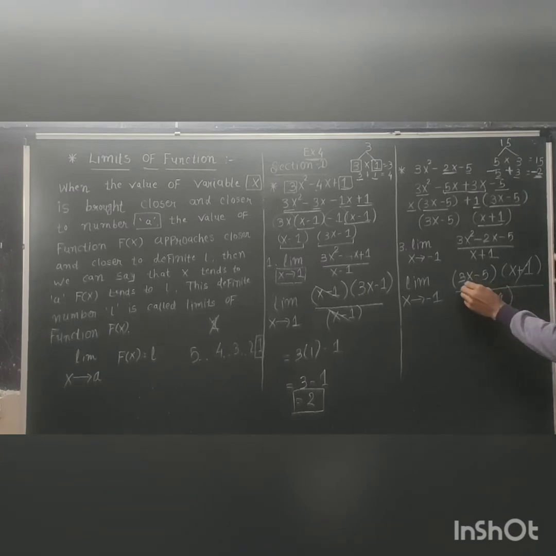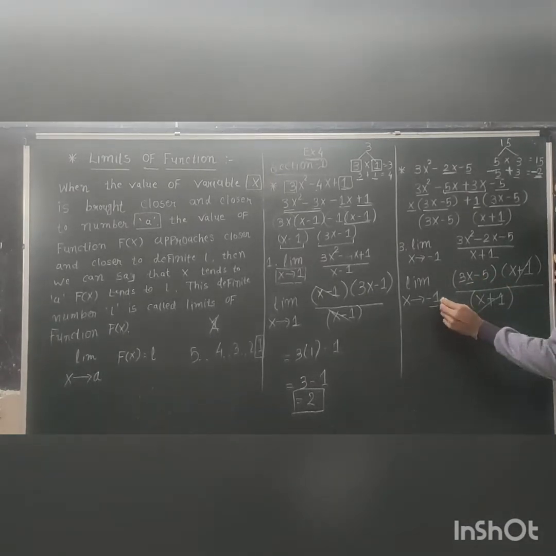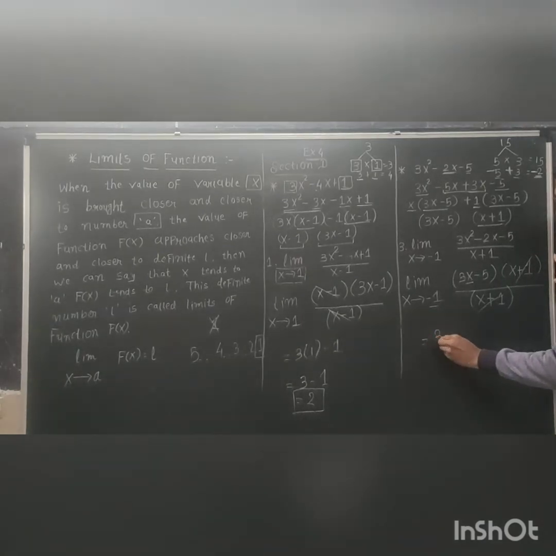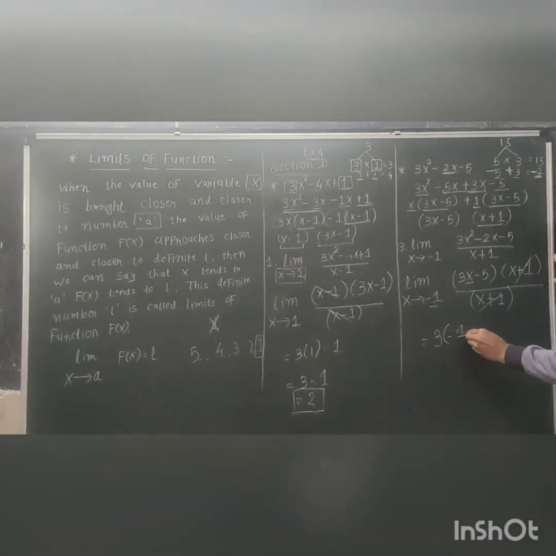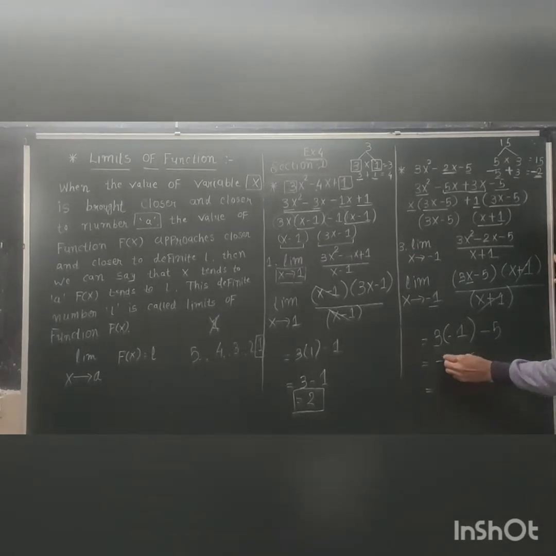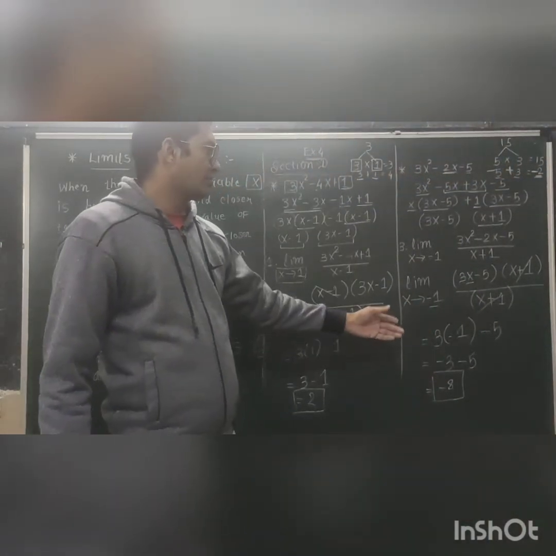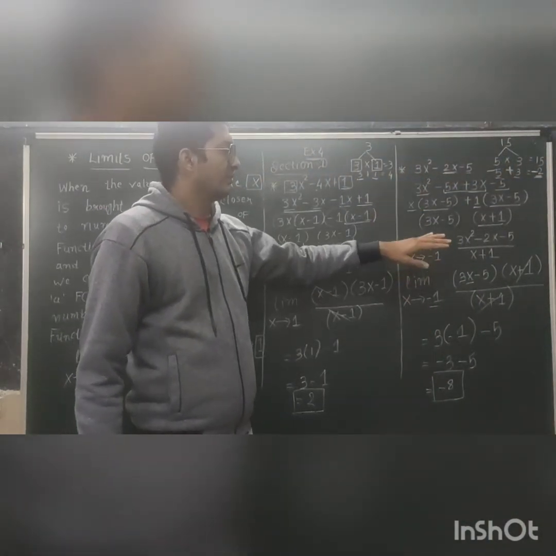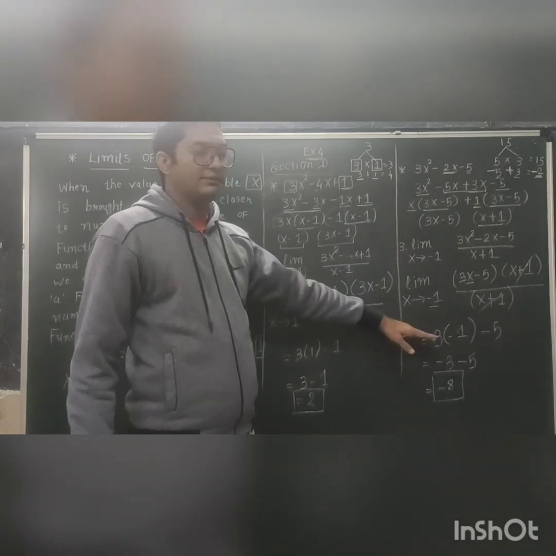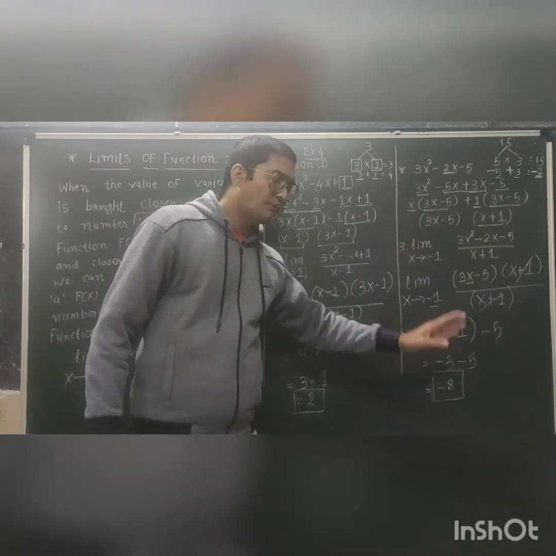Now instead of x, we have to just write minus 1. So 3 times minus 1 minus 5. So 3 ones are 3 and here 5, so minus 3 and minus 5. Final answer is minus 8. So this is the simplification by factorization. Then cut it down and put the value of the limit for the final answer.